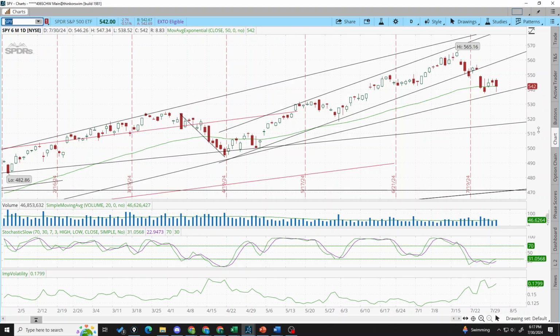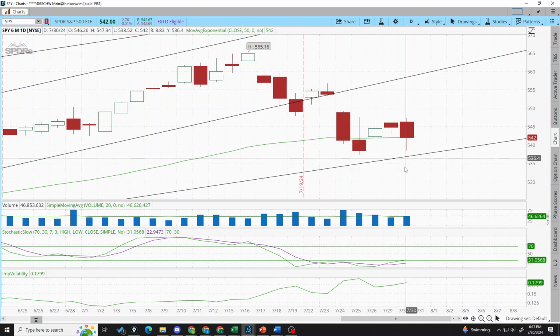Now, let's zoom in a click or two. Volume was 46.8 and average is 46.6. So that's not an above average day. I also want to point out that the sellers failed. They were down here. Then the buyers got it back up. So a lot of that was late momentum.